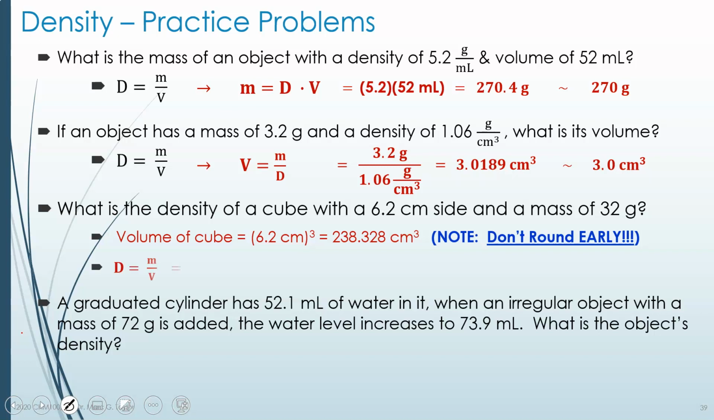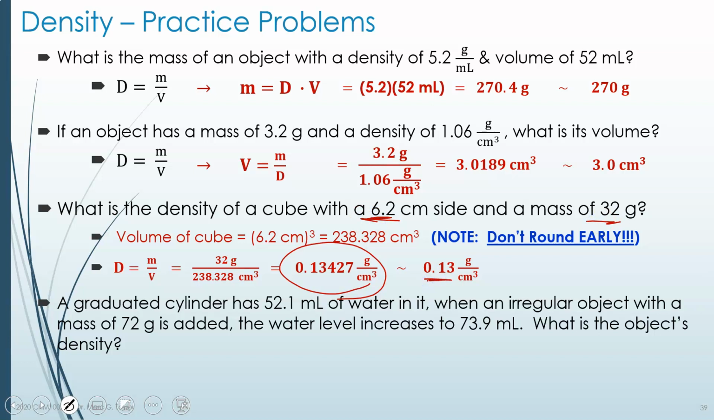So we now have our volume and we know our mass, so we just plug it into our equation and we get this value here. But we know that our original number had 2 sig figs here and 2 sig figs here, so we need to round our answer to 2 sig figs. And the answer is 0.13 grams per centimeter cubed, or 0.13 grams per mil.